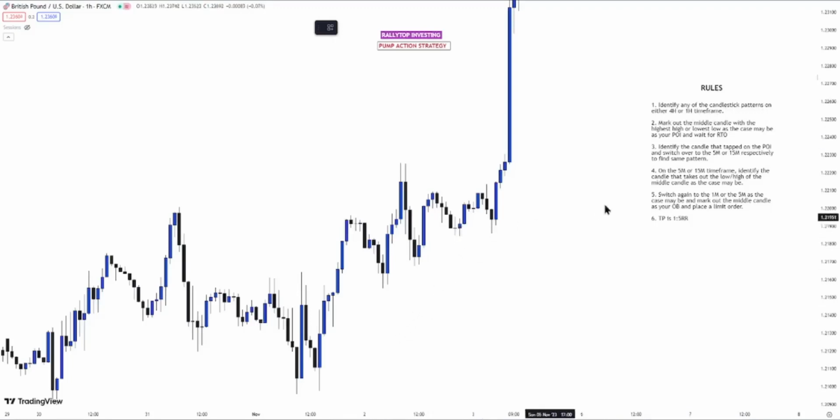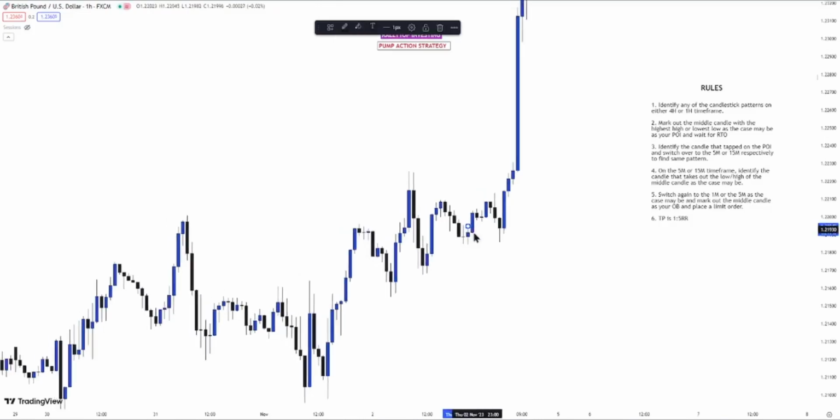All right. Now mark out the middle candle with the highest high or lowest low, as the case may be, as your point of interest, and wait for RTO. Now, this is going to be my point of interest, because that is the middle candle that has printed the lowest low. As simple as that, guys. It's not a difficult strategy at all. Where is the point of interest? I'm sorry, I'm making a mistake here.